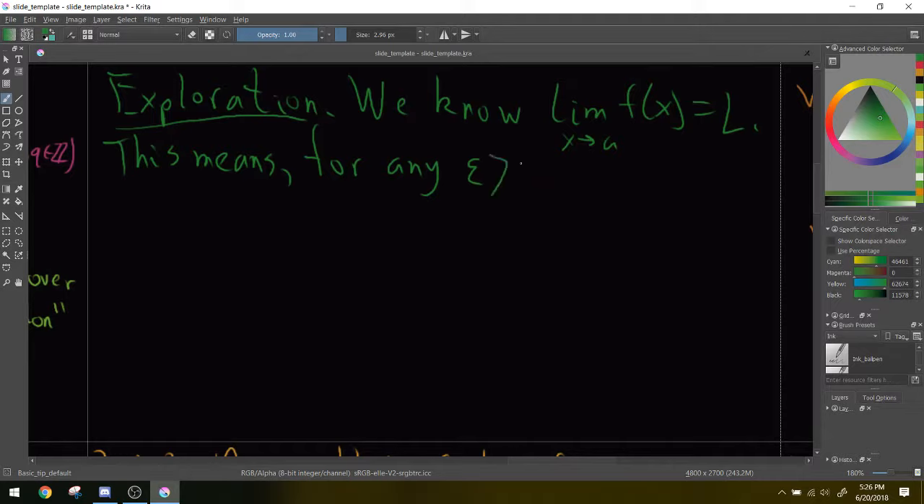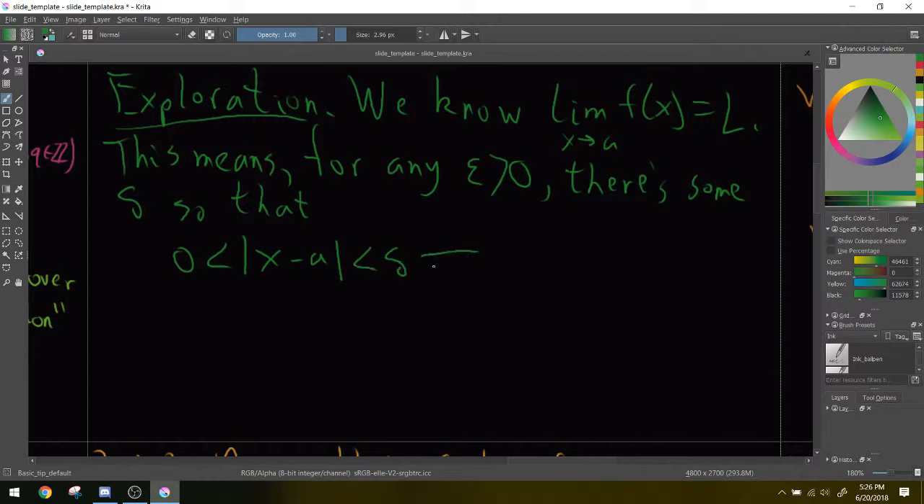For any epsilon greater than 0, there's some delta so that whenever 0 is less than the absolute value of x minus a is less than delta, it's necessarily true, which I'll write with an implies sign, it's necessarily true that the absolute value of f of x minus L is less than epsilon. So that's given. We know that limit exists. So we can use this stuff because it's known.